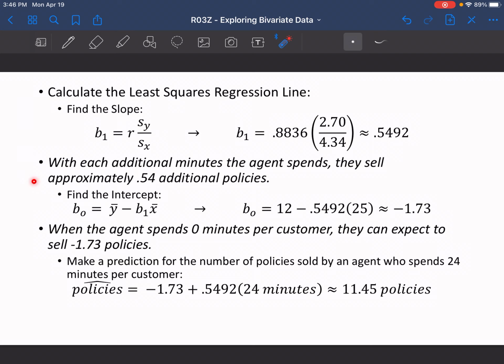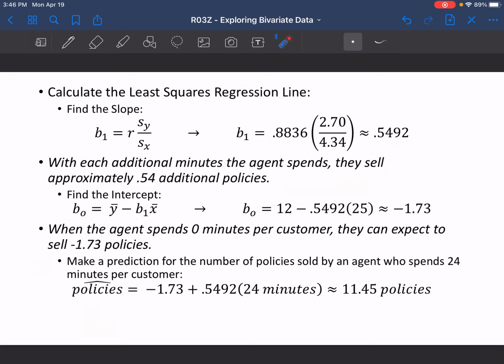If we're asked to interpret that slope in context, with each additional minute the agent spends, they sell approximately 0.54 additional policies. So that's what the slope represents in context, and you will probably be asked something similar to that.